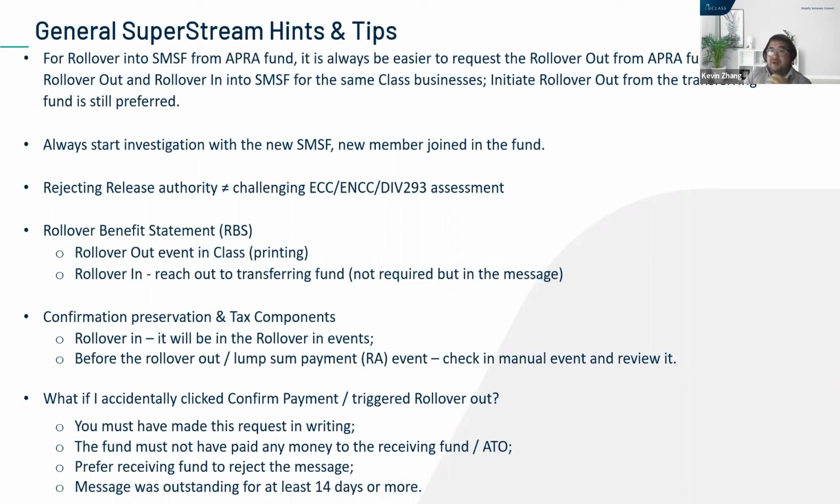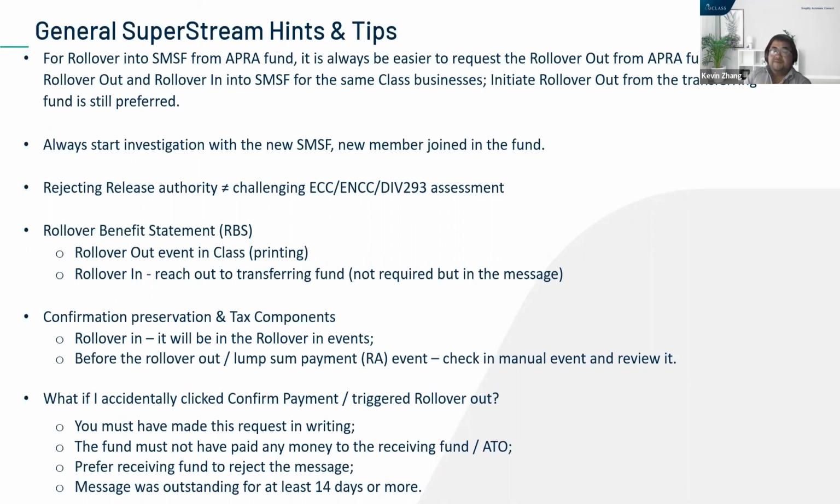We also get a lot of requests about confirmation of the preservation and tax components. Obviously, when you process the events being the rollover in, rollover out, or lump sum payment, you can see the components in there. But if you want to see the components before you process a rollover out or lump sum payment in relation to release authority, we are aware of these shortcomings, and Sebastien will cover briefly in the next part. But if you really want to see it, you can process a manual event to see the components.